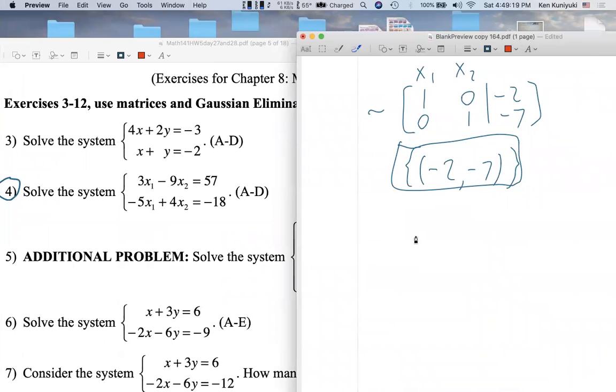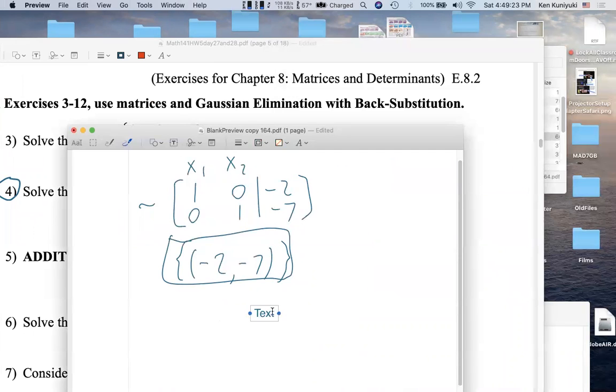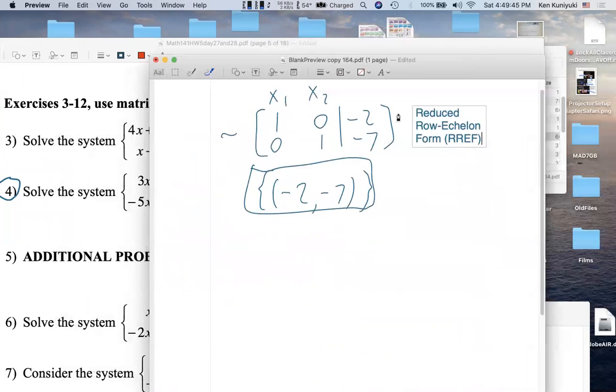Anyway, some comments here. Notice this is not only in row echelon form, it's in reduced row echelon form. MATLAB has a command for that: RREF, reduced row echelon form, because that's a function of a matrix. If you have a matrix consisting of real numbers, there's only one reduced row echelon form for it, whereas there could be many row echelon forms. Okay, that makes sense.